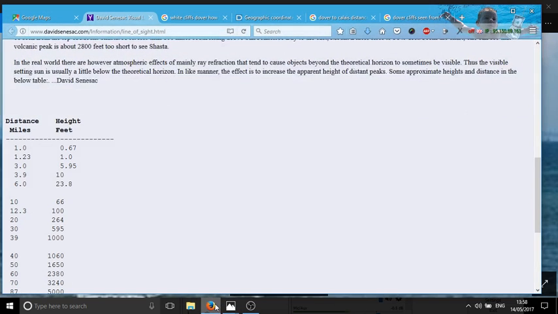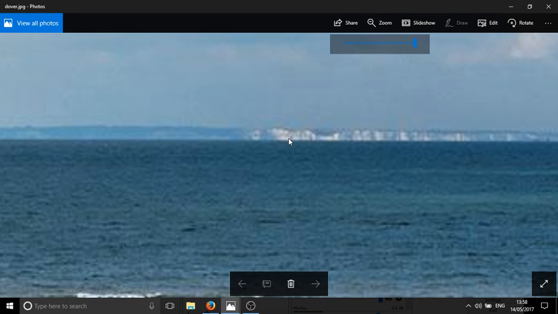Curvature, I'll just quickly pop you back to 264 feet at 20 miles. So none of this should be visible. None of this should be visible. We should only be able to see the very tops of the cliffs up here.